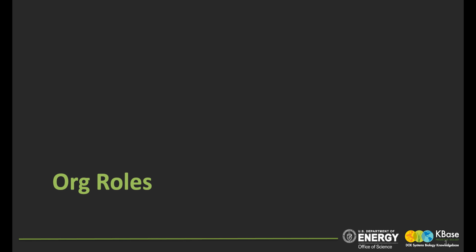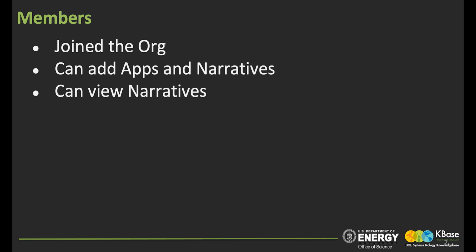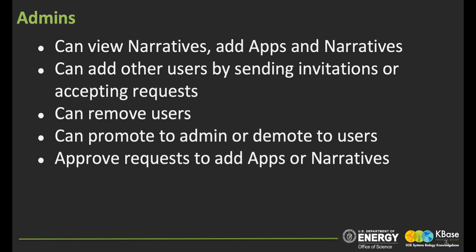First, we'll examine the roles of users within orgs. Members of orgs are users who have joined the org but have no special privileges. Members can only request to add apps or narratives to an org and can view any narratives that have been added. Admins have the rights of members and in addition can add new users by invitation or accepting join requests, can remove current users, and can promote members to admins or demote admins back to users. They can also approve requests to add apps or narratives to the org.